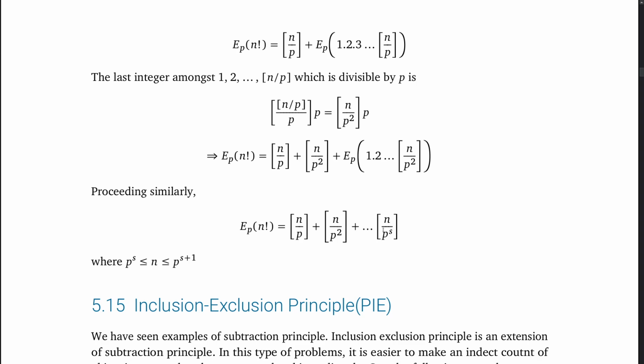So you continue this and you get EP of n factorial is equal to the integral part of n by p plus the integral part of n by p square and so on till [n by p to the power s], where p to the power s is less than or equal to n, which is less than p to the power s plus 1.